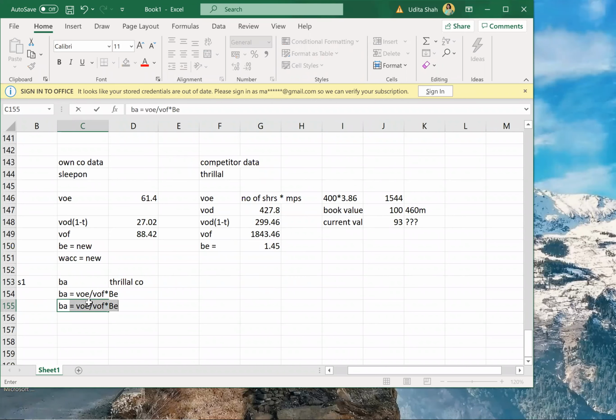So beta of asset will be value of equity. What is value of equity? 1544 divided by what is the value of firm? 1843, and this whole thing into beta of equity. What was my beta of equity supposed to be? 1.45. So beta of asset is 1.21. So in short, what is the meaning of this? Beta of asset of any company in theme park industry will remain same.